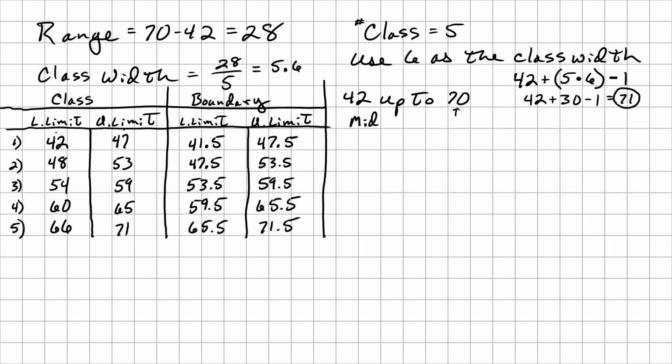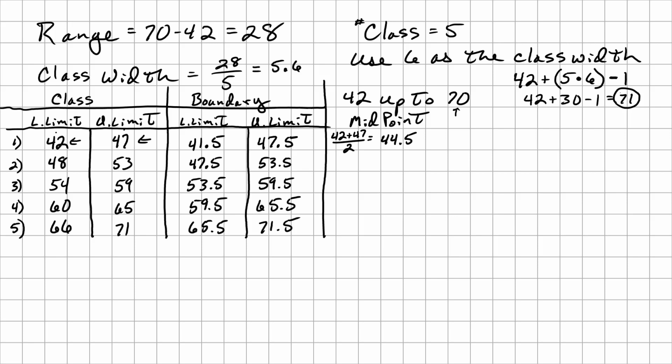The next thing that we want to add in will be the midpoint column. And the midpoint is simply going to be taking the lower limit of your class, adding the upper limit of the class, and dividing by 2. So that would be 42 plus 47 divided by 2, which is going to give me 44.5.